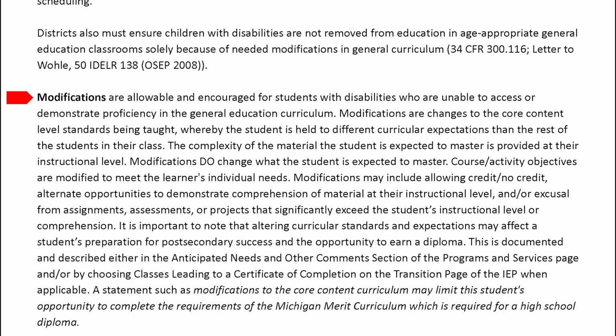Modifications can be made to provide access to the core content level standards being taught, whereby the student is held to different curricular expectations than the rest of the students in their class. The complexity of the material the student is expected to master is provided at their instructional level. Modifications do change what the student is expected to master.